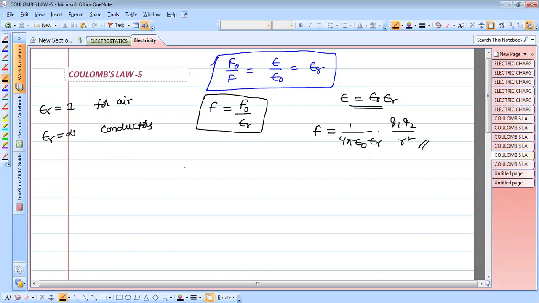That means if there are two static charges, q1 and q2, and in between them there is some conductor, some metal, the medium is metal, that means epsilon r equals infinite, then the force between the two charges will be equal to 0. Force between the two charges equals 0.